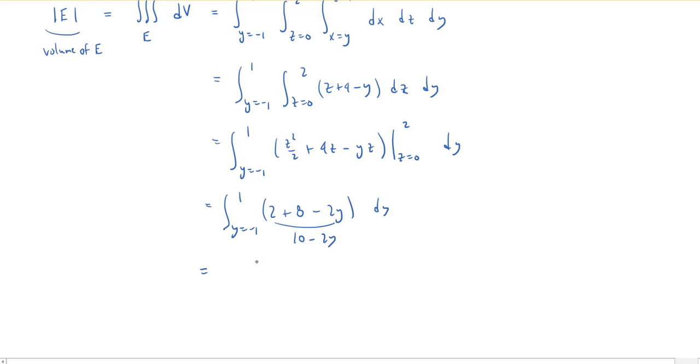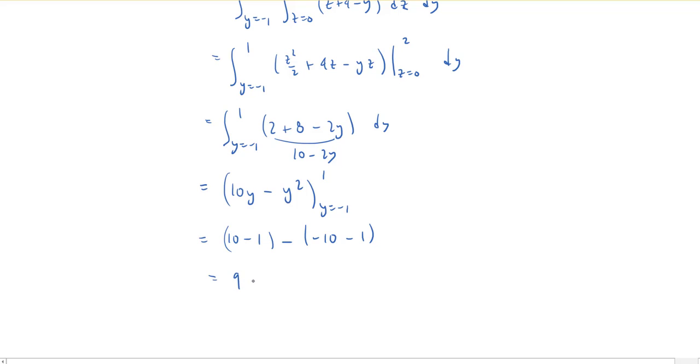If I integrate this with respect to y, I'm going to get 10y minus y squared. And now y goes from -1 to 1. At 1, we get 10 minus 1. And then we'll subtract what happens at -1, which will be -10 minus 1. So we have 9 minus, looks like -11. 9 plus 11 is 20. So that is the volume of E.